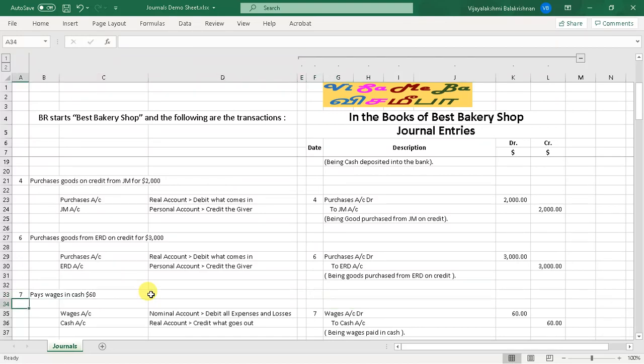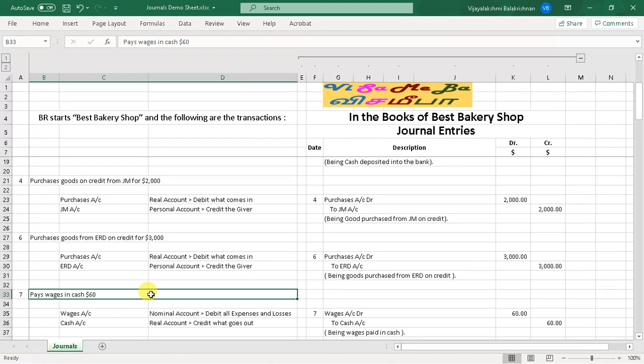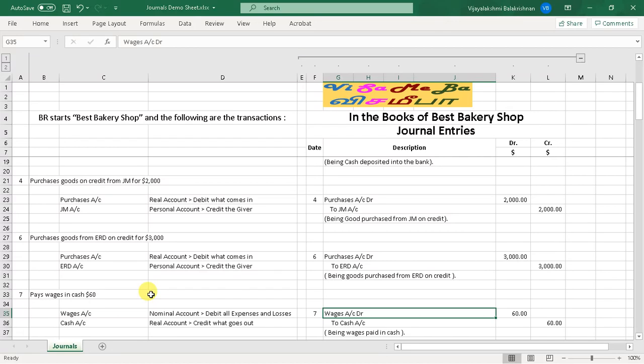The next transaction is paid wages in cash, $60. So wages is an expense, so it's a nominal account, debit all expenses and losses, and cash is going out, so it's a real account, credit what goes out. So wages account debit to cash, being wages paid in cash.